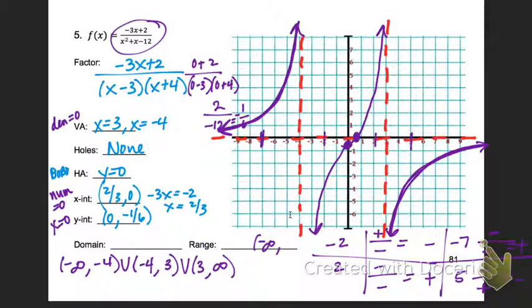Range, negative infinity. Isn't it a real number? It is. Does it stop at the horizontal asymptote or does it go through it? Oh, it goes through it. So -infinity, +infinity, or you could say all real numbers.